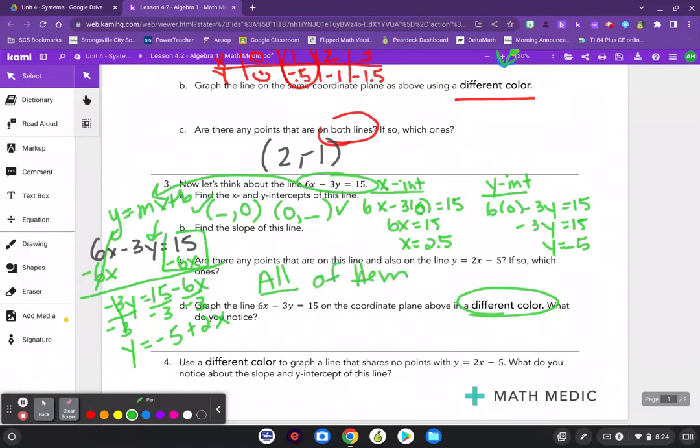Oops, I can't spell them, sorry. So I graphed the line already. What do you notice? It's the same as the y equals 2x minus 5 line.